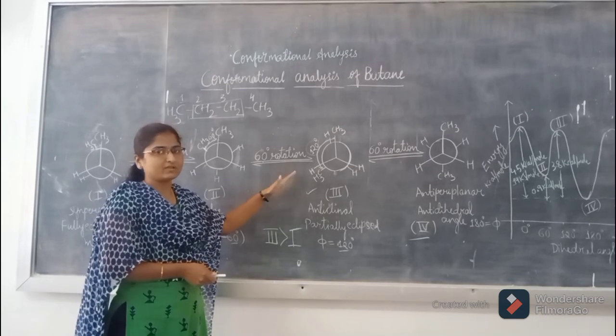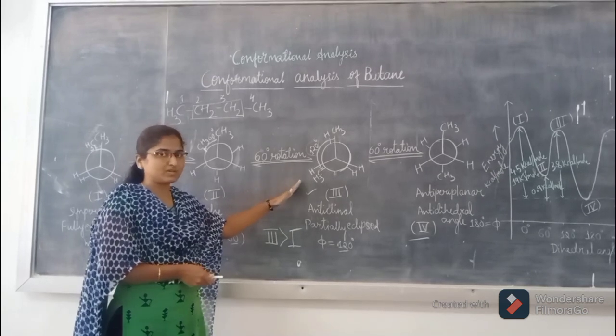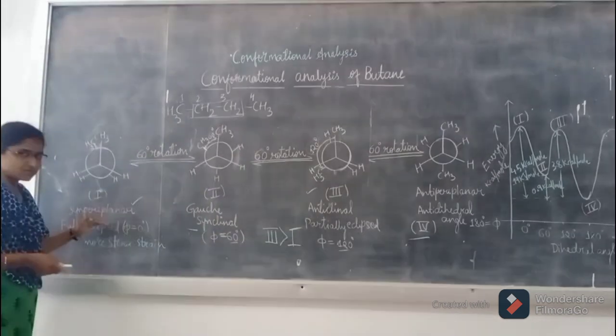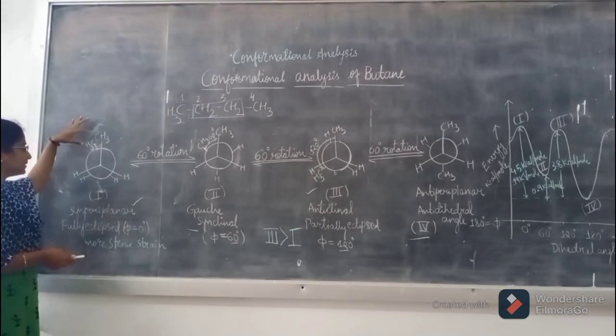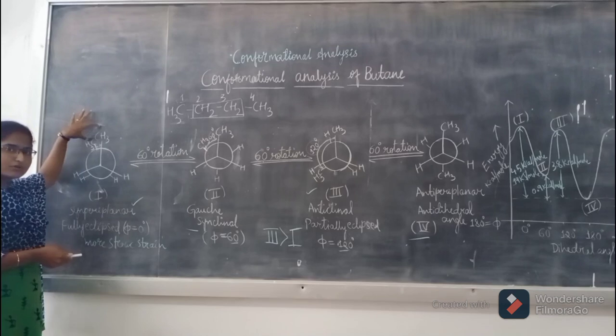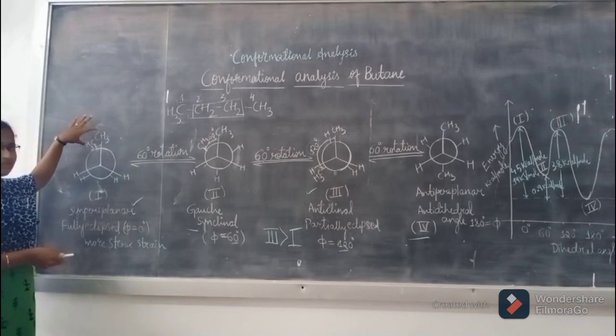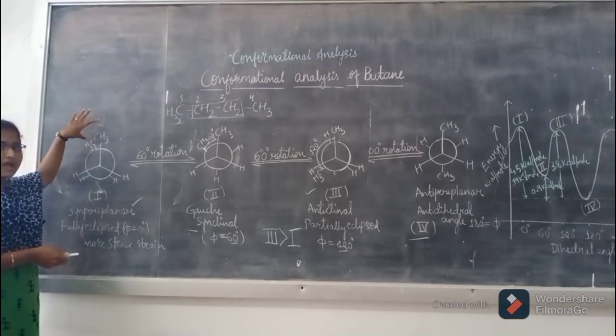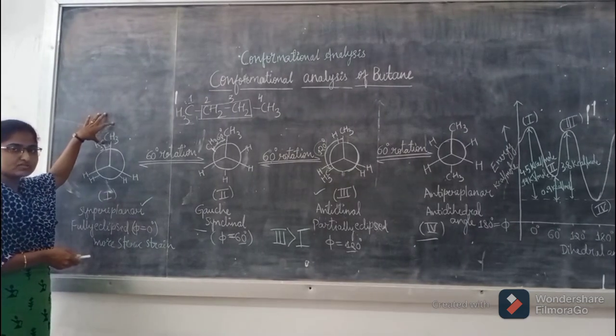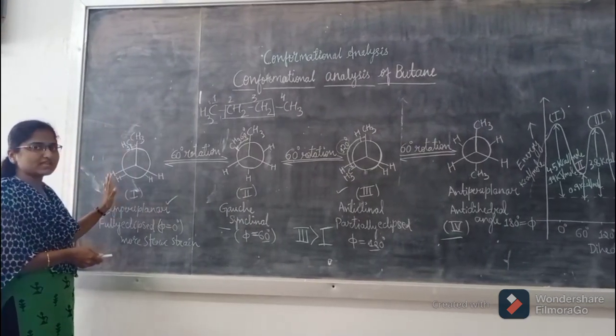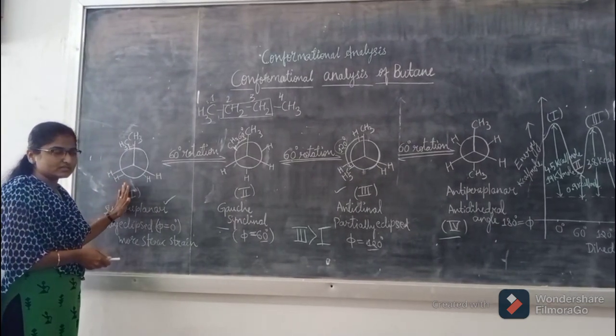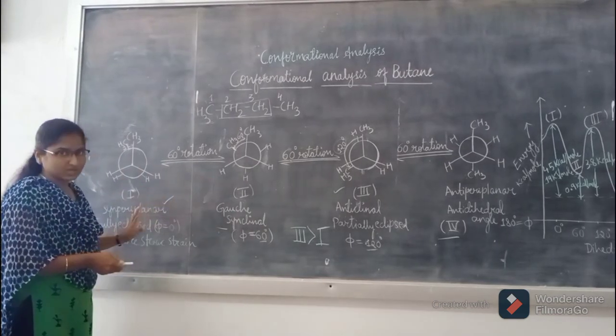It has lower energy and is more stable when compared to the first conformation, wherein the two methyl groups are lying upon each other. As a result, there will be more steric strain and more repulsion between the electrons in the bonds. So this becomes less stable with more energy. This is about the two eclipsed conformations.